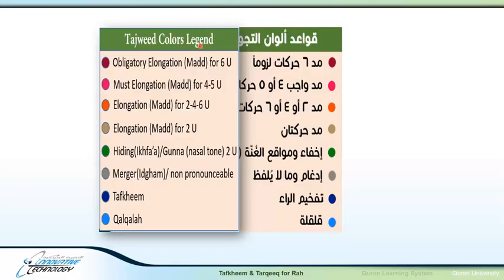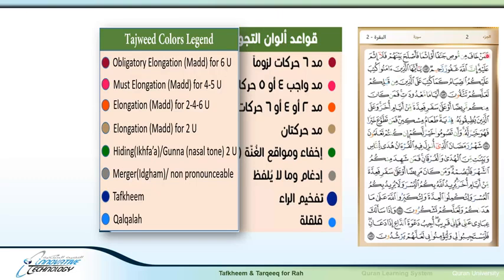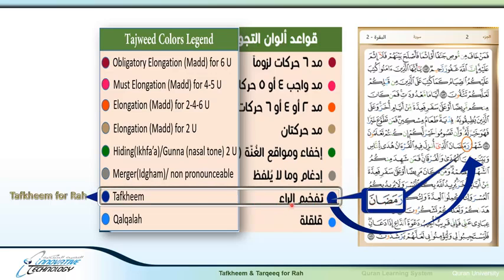So, if we look at the colors used in the Tajweed color legend, we'll find the color dark blue or navy blue. And if we look at this page of Quran and attempt to look for a letter that has this dark blue, we'll find the letter Ra in the word Ramadan. And the Ra in this word would have the hukum of Tafkheem. That Tafkheem is the topic of this lesson, where we're also going to study the Tarqeeq for the Ra, which is practically not given any unique color, but the regular black color.